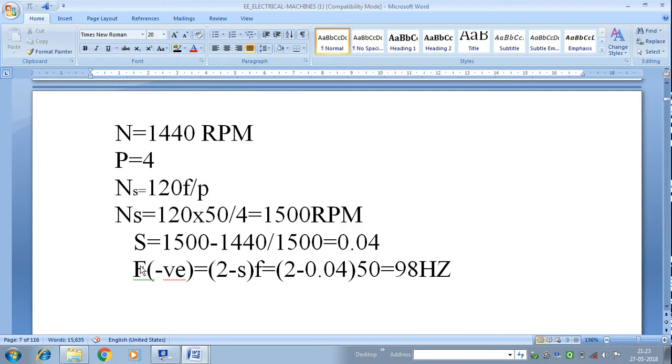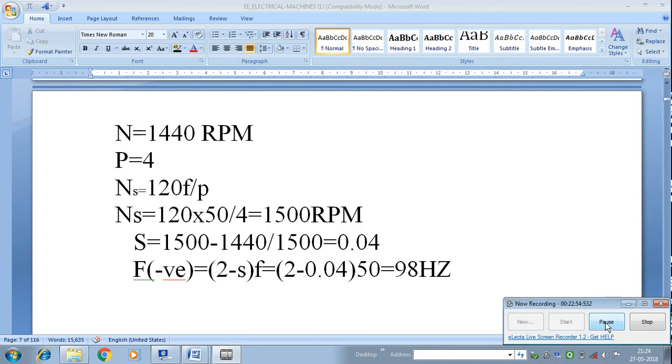So therefore this is the formula to get the negative sequence current frequency, that is f negative is equal to (2 minus s) into f. f is the supply frequency, that is (2 minus 0.04) into 50, that is 98 hertz. So this formula you have to remember. This is a very simple question, a direct question.